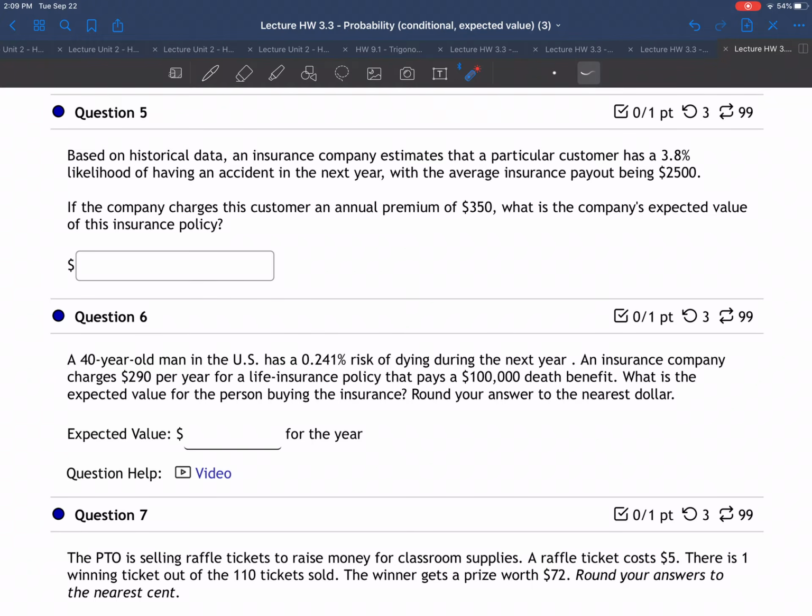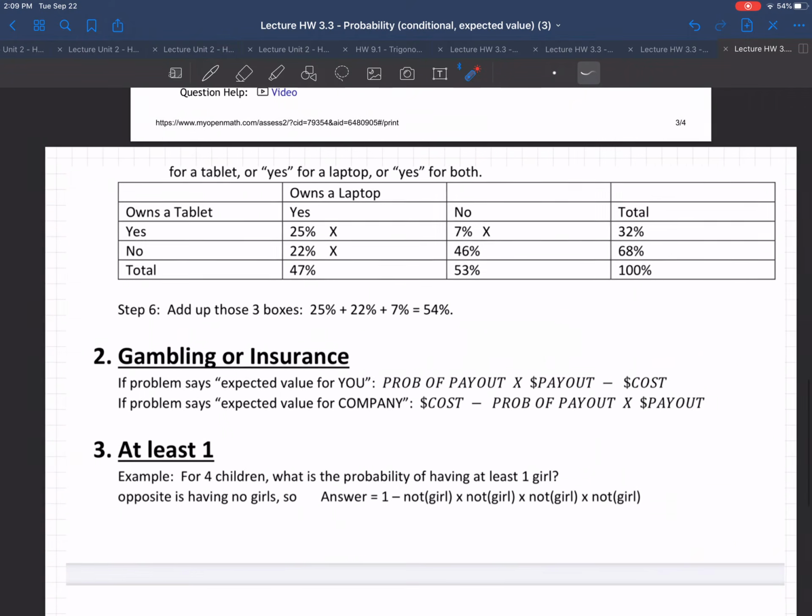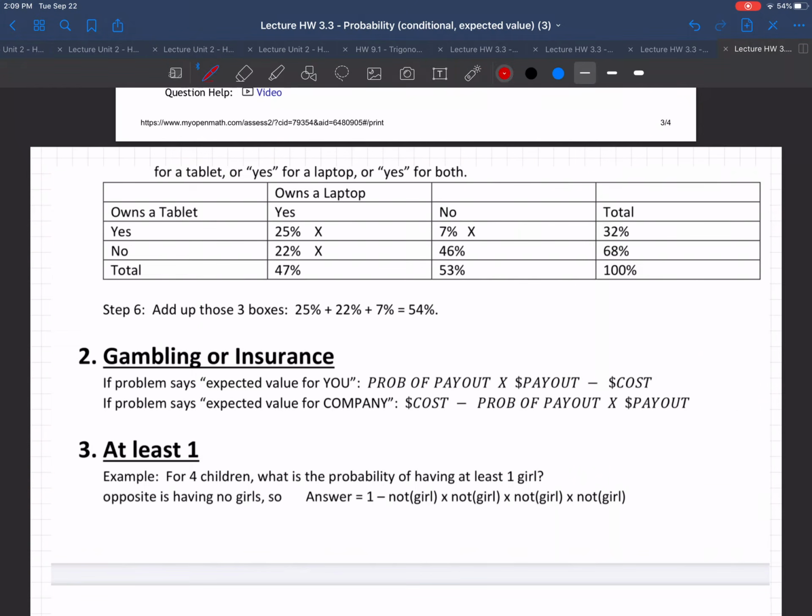Well, you should go to the exam 2 notes. If you look down here, I have them handy. This is the exam number 2 notes. Right here on number 2, we have gambling or insurance. So that's what we're talking about, insurance.